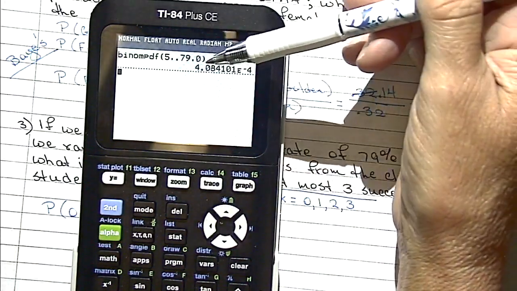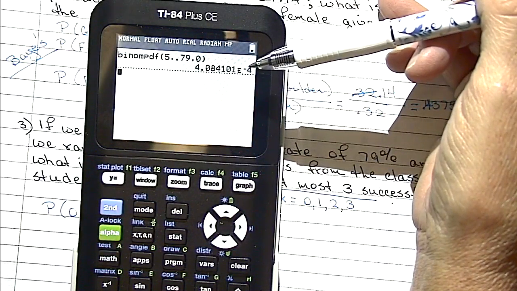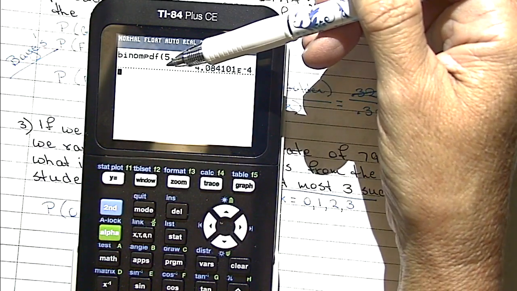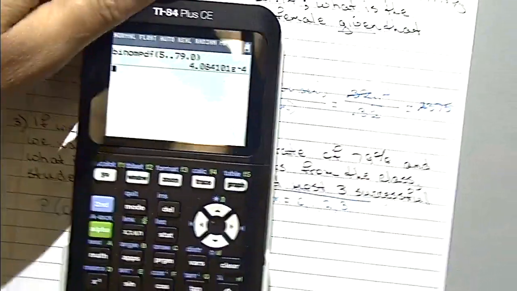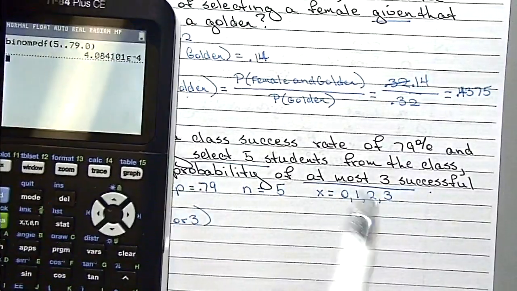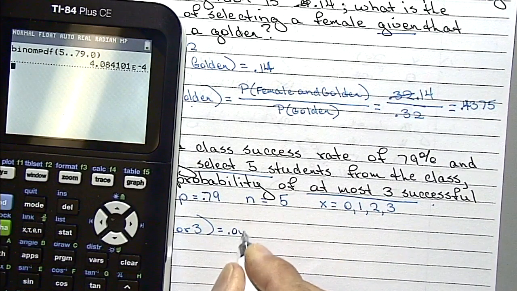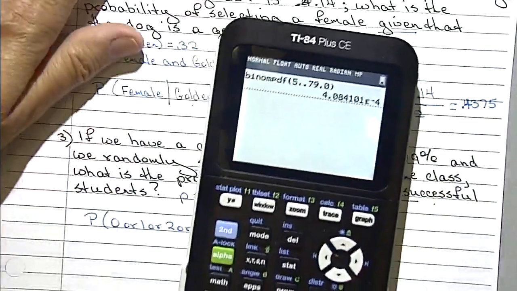I get 4.08 E to the negative 4. So I've got to move that decimal 4 places in a negative direction. In other words, I'm going to have 3 zeros in front of the 4. I usually only go to 4 decimal places with these, so the answer for 0 is going to be 0.0004. No need to go any further than that. Let's do the second one.